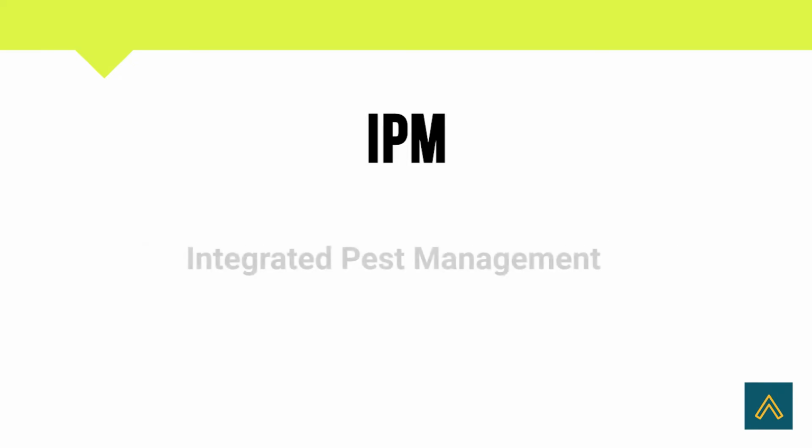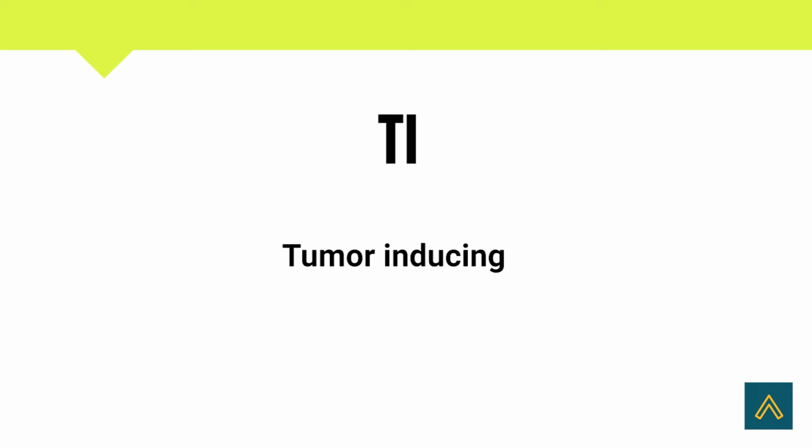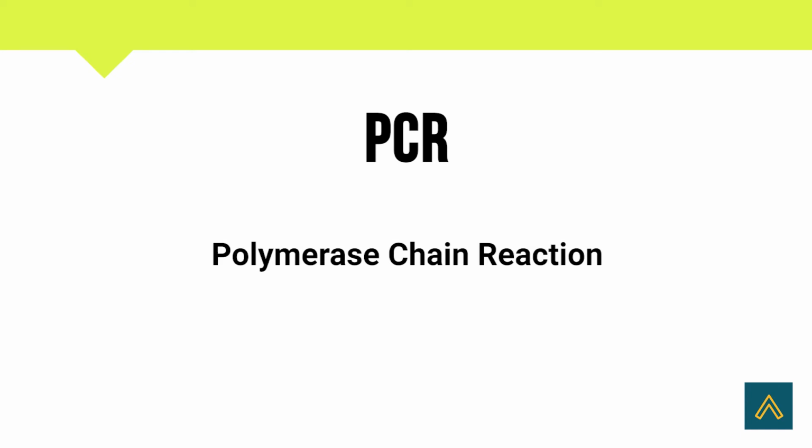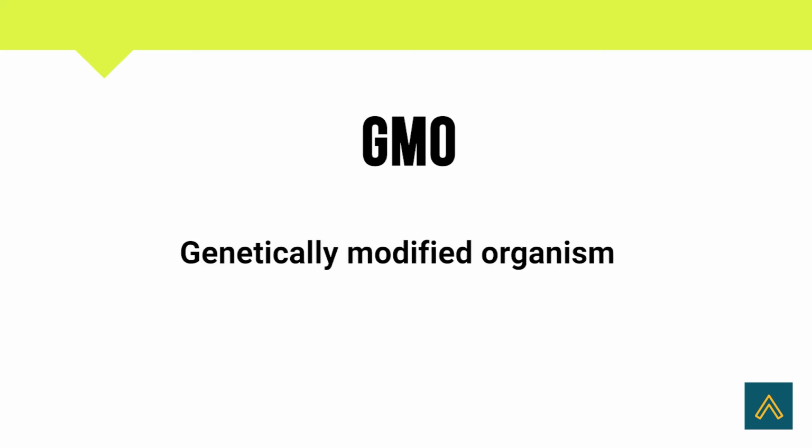IPM. The full form of IPM is Integrated Pest Management. ORI. The full form of ORI is Origin of Replication. TI. The full form of TI is Tumor-Inducing. PCR. The full form of PCR is Polymerase Chain Reaction. GMO. The full form of GMO is Genetically Modified Organism.